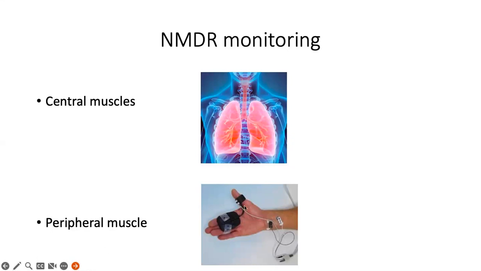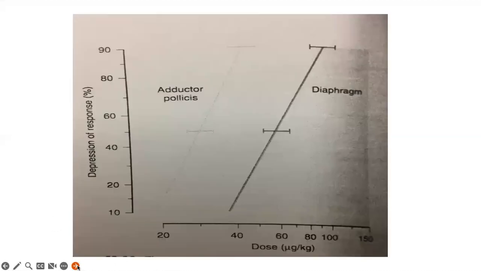The peripheral muscles are actually not involved in your intubation process, because what you're concerned about when you want to intubate is that you want the patient relaxed. You don't want them to breathe. That's the central muscles. But to monitor, we use peripheral muscles. I will explain why that is. This is a chart showing you the depression of the response after a patient has received muscle relaxant. We see that the diaphragm requires a higher dose of muscle relaxant than the adductor pollicis to be relaxed.